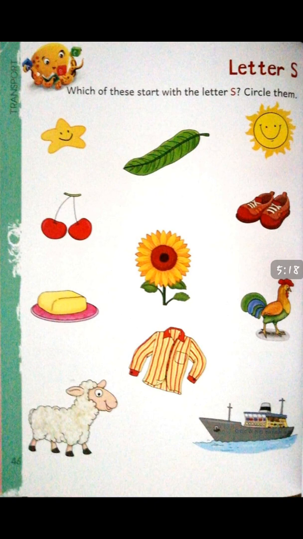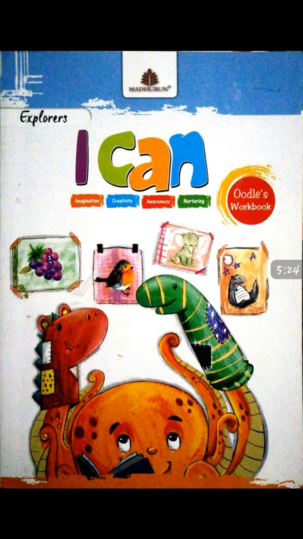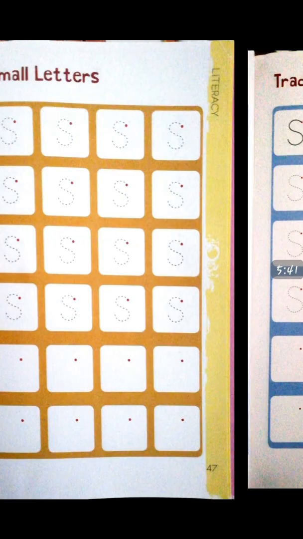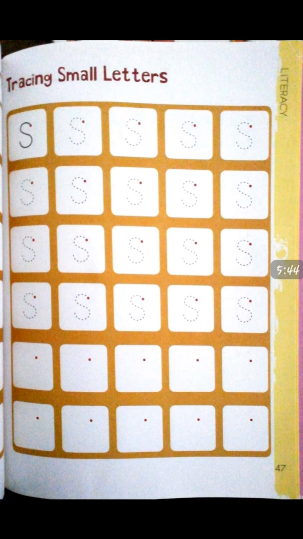After doing these two pages, now students, open your workbook at page number 21. Tracing capital letter S. Firstly trace the letters, and after that write the letter S into the given boxes with the help of pencil. Now open your workbook at page number 47. Tracing small letters. Trace the small letters S, and after this, write the small letter S into the given boxes with the help of pencil.